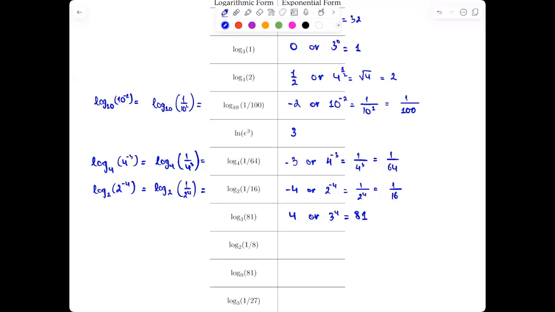Again, I have two answers here. One is the direct answer to the logarithm, and the other one is the exponential form of the logarithmic form.